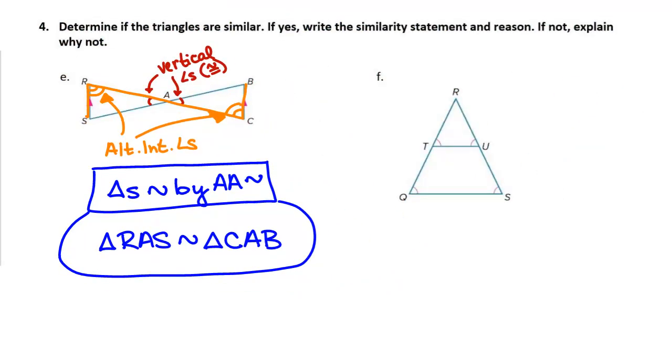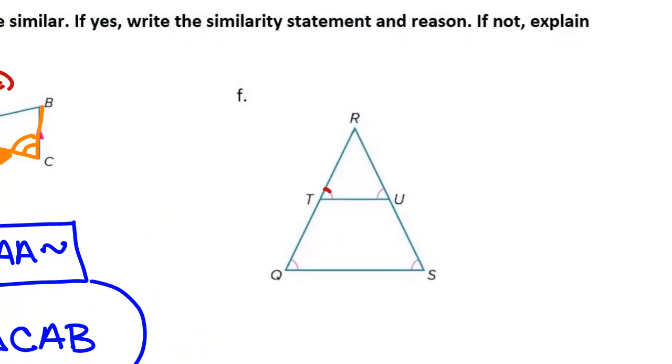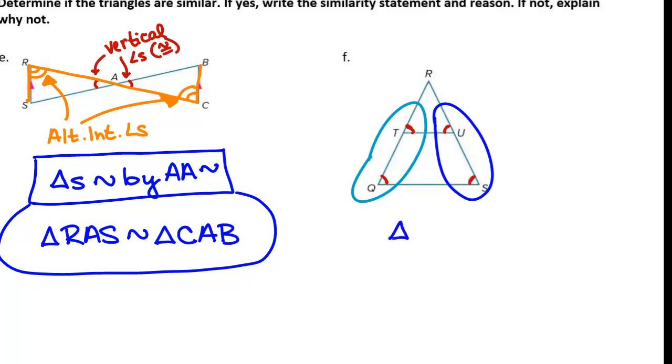Last one. This is going to be the last one that we can do because we only have 1 minute until the D lunch bell, although I am still happy to help anybody during that time and answer any questions you have. On part F, I've got 1, 2, 3, 4 congruent angles. Do I have at least 2 pairs of congruent angles? Yep. These two are congruent, and these two are congruent. So the triangles are similar by angle-angle similarity.